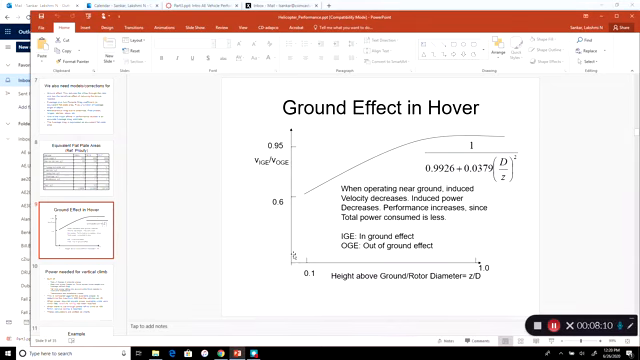So the higher above the ground you are, this reduction disappears. You approach 1. This is the distance above the ground, and this is the rotor diameter. This is a curve fit. So if Z is very, very high, this number goes away. You get roughly 1, about 0.99. If Z is small, then you get a reduction in the induced velocity, and therefore a reduction in power.